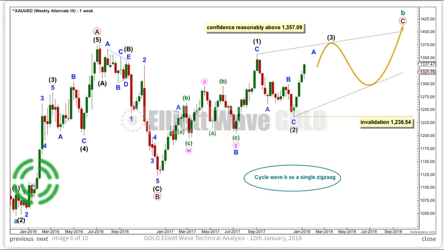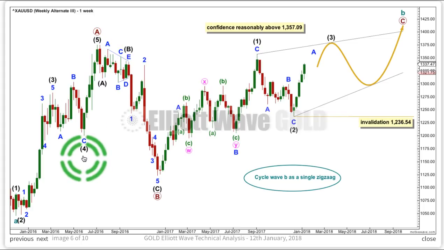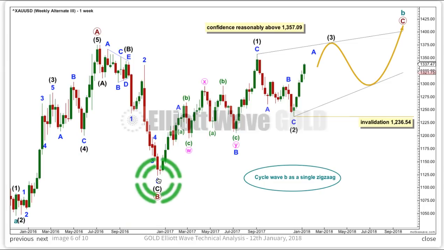This case has it the other way around, which is actually quite unusual for gold. It doesn't follow the most common tendency. And so I think that reduces the probability of this wave count. There's another problem in here.